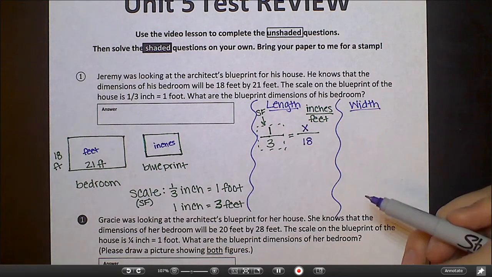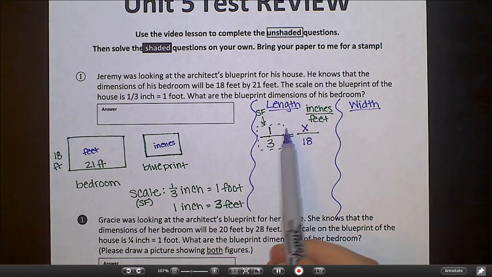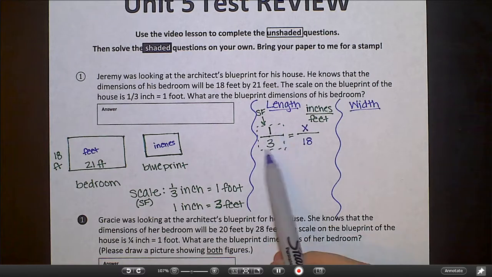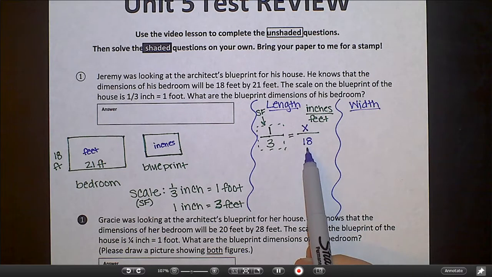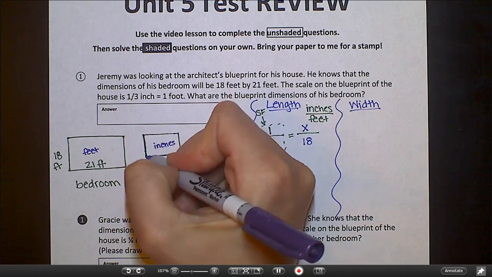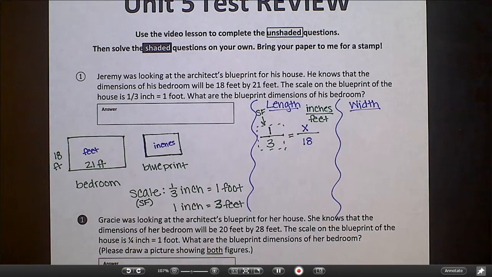So in this proportion, I'm starting with the scale factor. 1 inch equals 3 feet. So how many inches corresponds to 18 feet in the real bedroom? Basically, I'm going to be finding this side right here. That's my X. So now we know what to do.